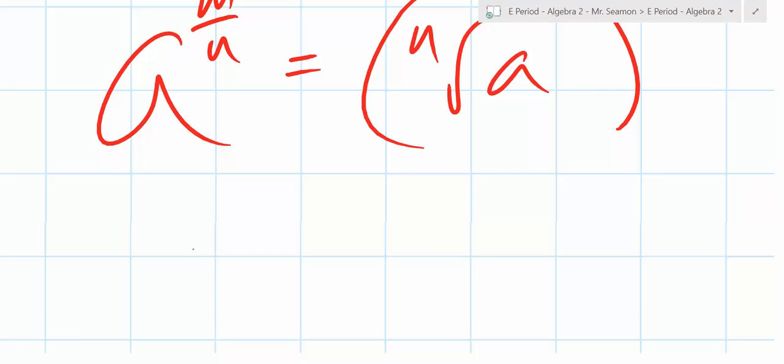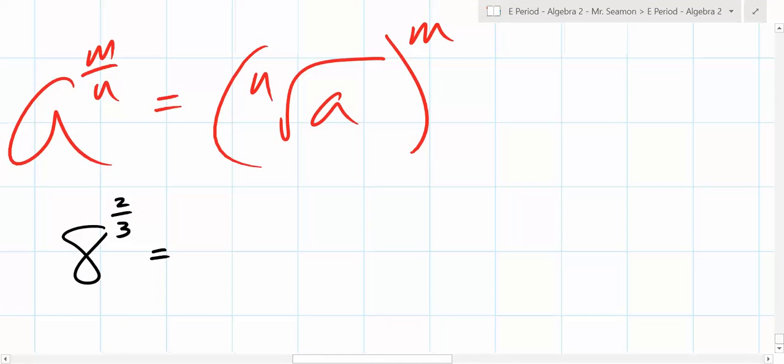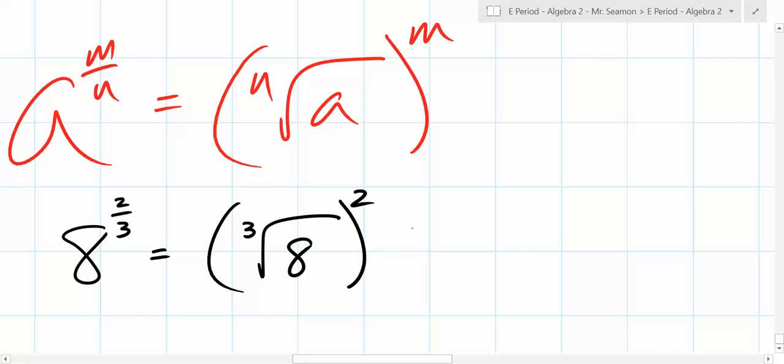Let's say I asked you for this. 8 to the 2/3 power. Oh man, what the heck does that mean? Let's look at the definition here. Can someone translate that to what it means using that formula? What root is it? It's the cube root of what number? 8, all raised to the what power? Do you know what the cube root of 8 is? 2. What's 2 squared? 4. You just did your first rational root.